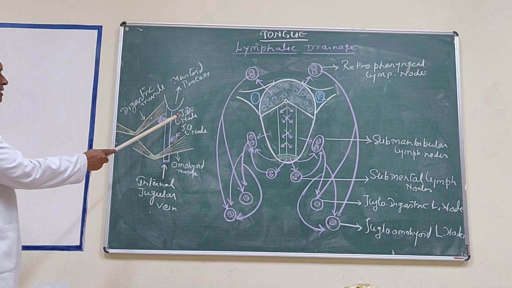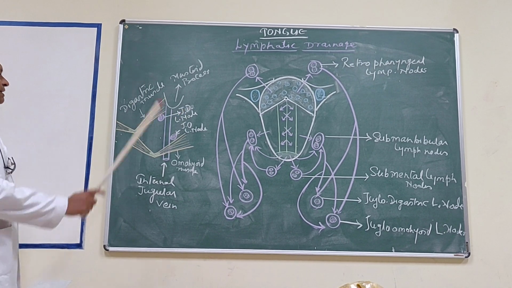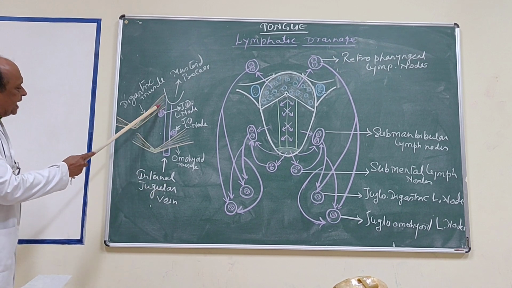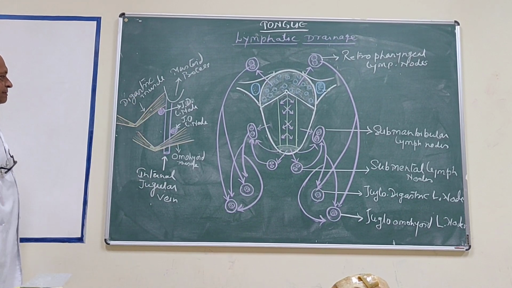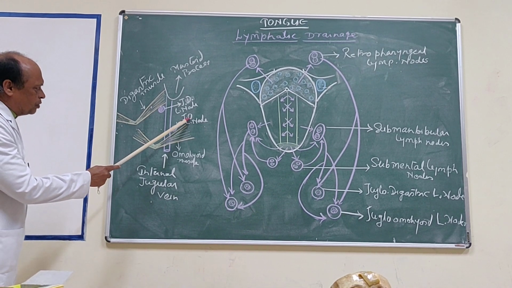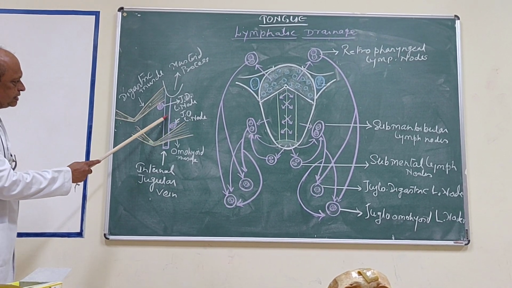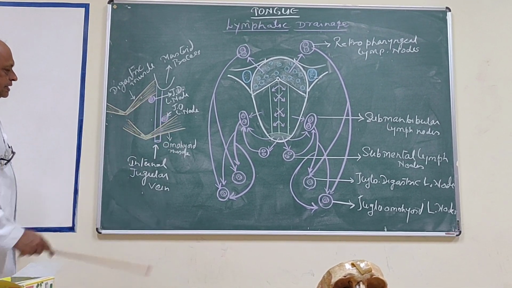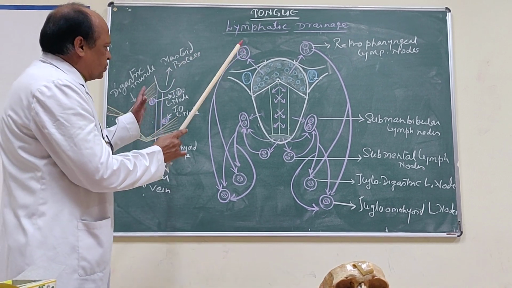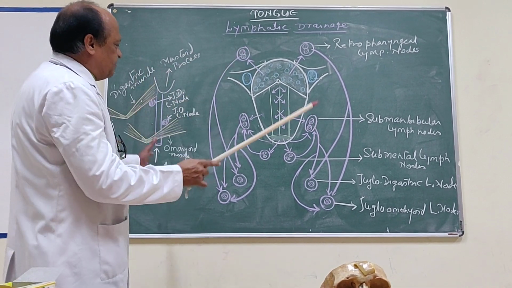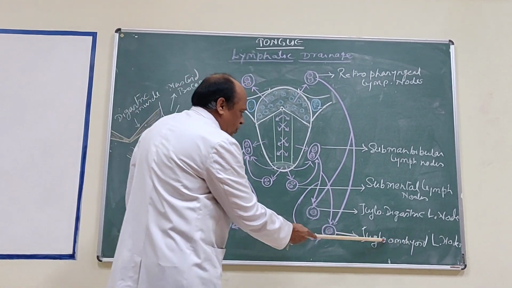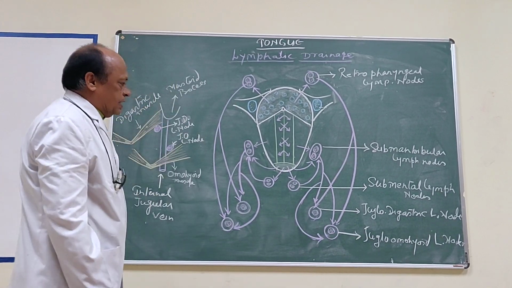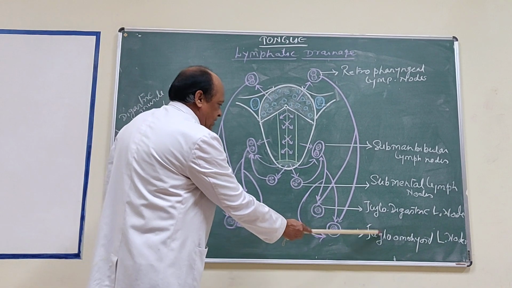Now let us see this diagram. This diagram is showing the position of jugulo-digastric lymph nodes. Now jugulo-digastric lymph node is situated at the angle between internal jugular vein and the posterior belly of digastric muscle. Same is over here. Look at this jugulo-omohyoid lymph node situated at the angle between internal jugular vein and inferior belly of omohyoid. Now it is very obvious looking at this diagram. Ultimately all the lymphatics reach the jugulo-omohyoid group of lymph node. Therefore this group of lymph node is called the lymph node of tongue.